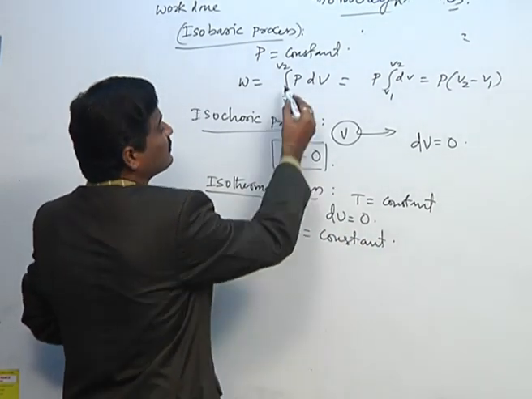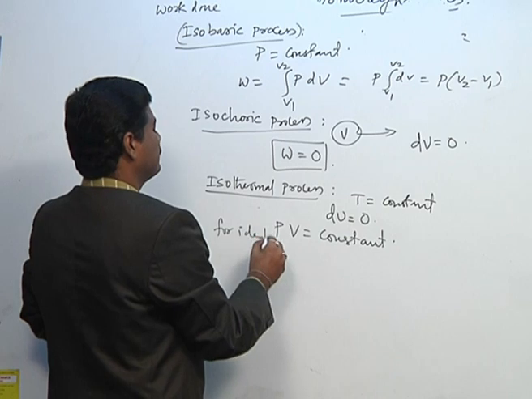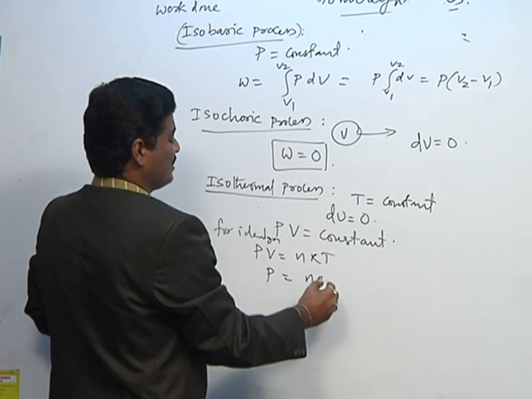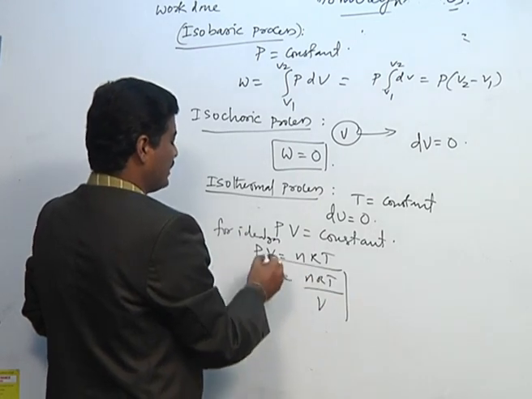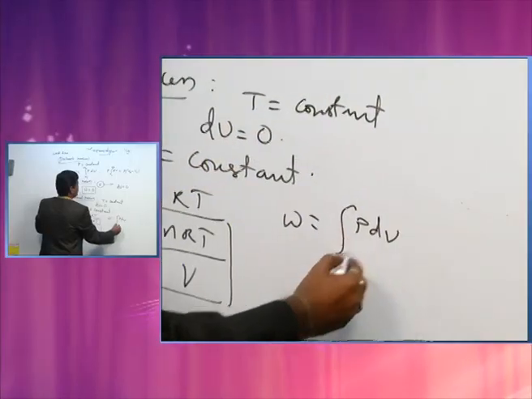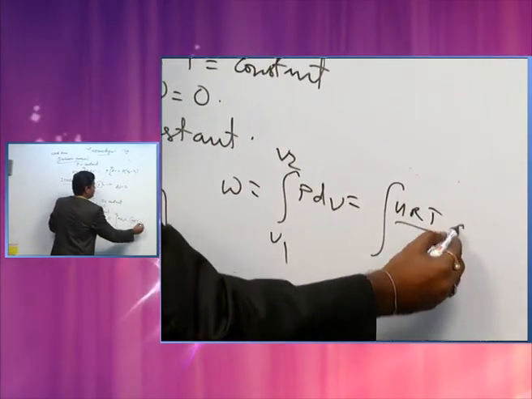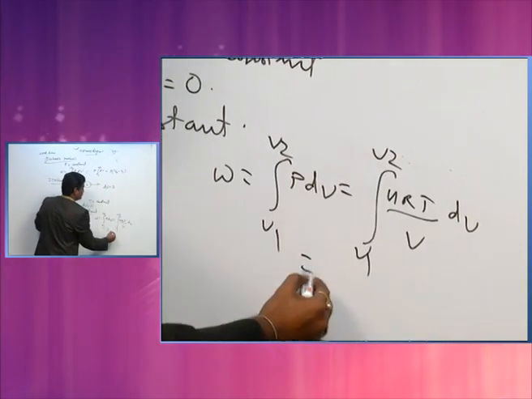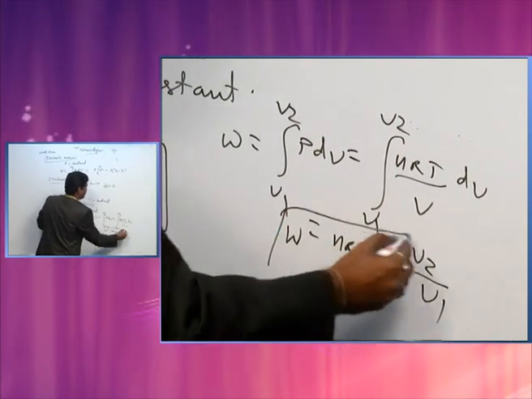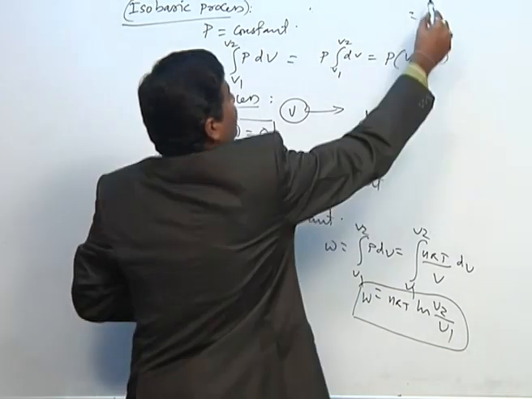Here, how can you find out the work done in this process? For the ideal gas, we know PV is equal to nRT. So, P is equal to nRT by V. We take this equation and substitute it in our general equation, integral P dV from V1 to V2. So, this is integral of nRT by V into dV from V1 to V2. So, this is nRT ln(V2 by V1). This is the work done in isothermal process. Here next one, adiabatic process.